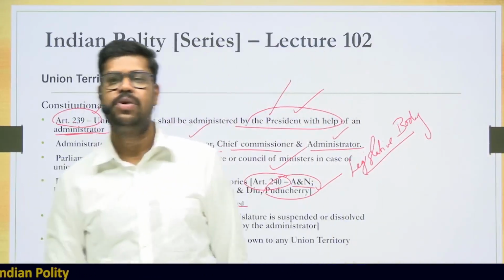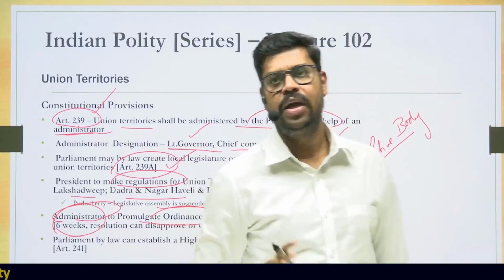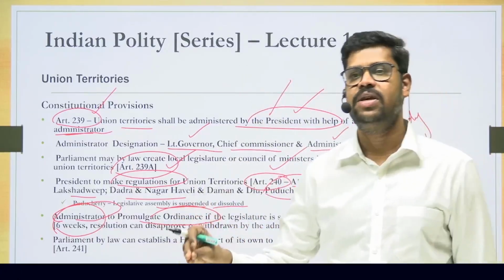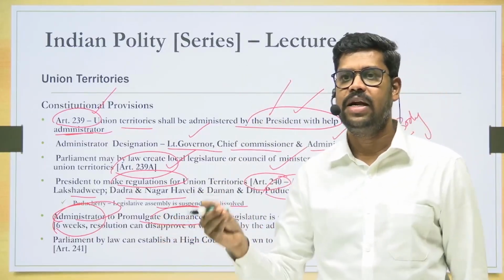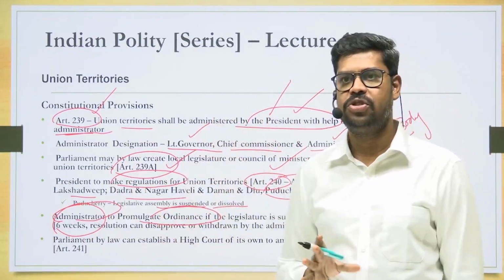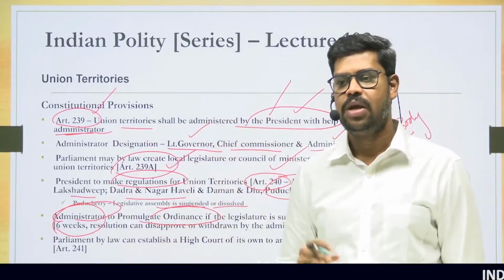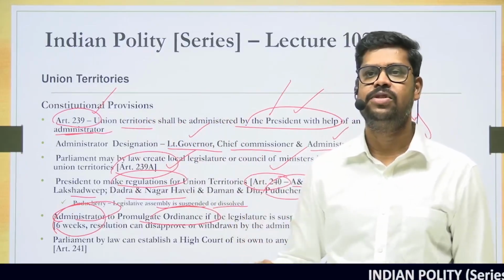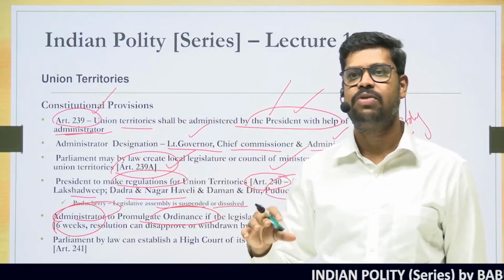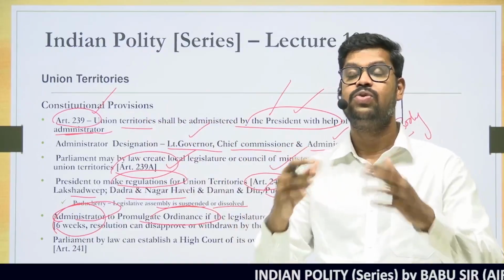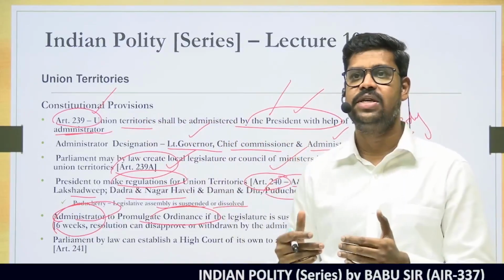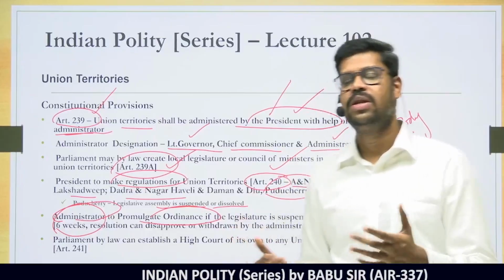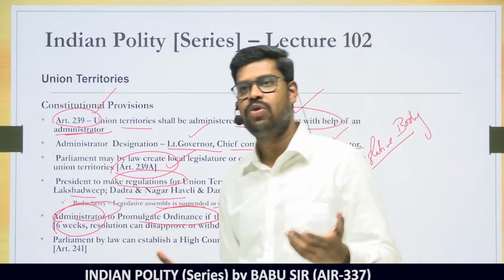Say for example, in the case of Puducherry, if the legislative assembly is not in session, then at that time the lieutenant governor of Puducherry can promulgate an ordinance. And once the ordinance is promulgated, whenever the legislative assembly of Puducherry comes into session, it has to approve this ordinance within 6 weeks from the date of its reassembly. If they don't do it, then the ordinance would lapse.